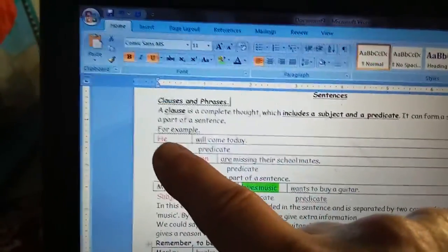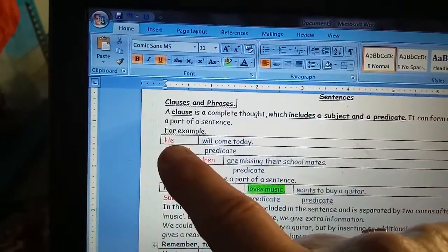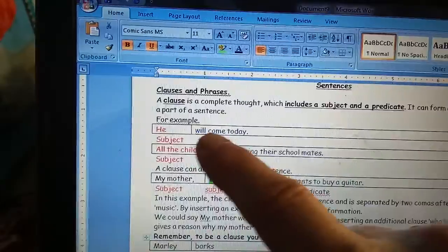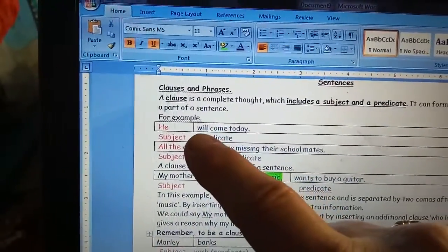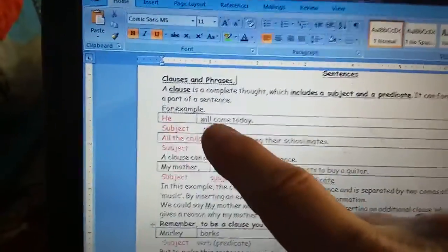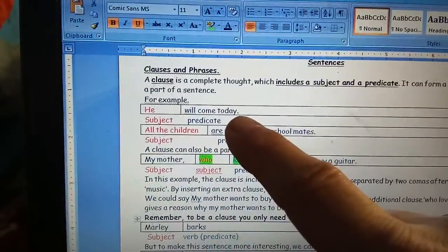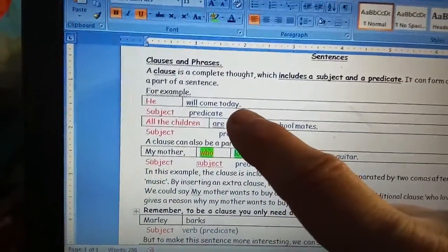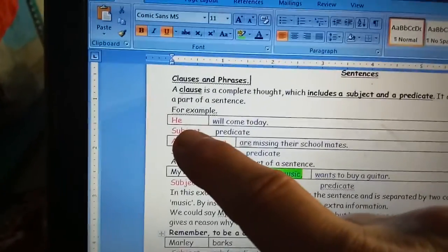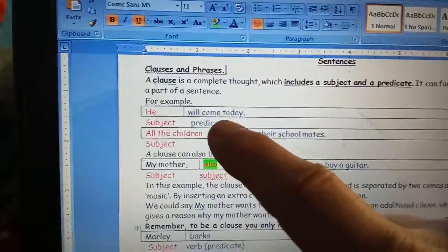Here we have he. He is the subject. He is the one who is doing the action. And the predicate is will come today. He will come today. Will come today is the predicate. That's the second half of the sentence, the second part. It tells us everything about he. Okay?